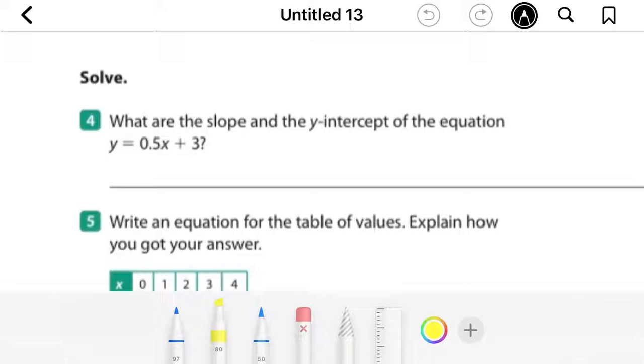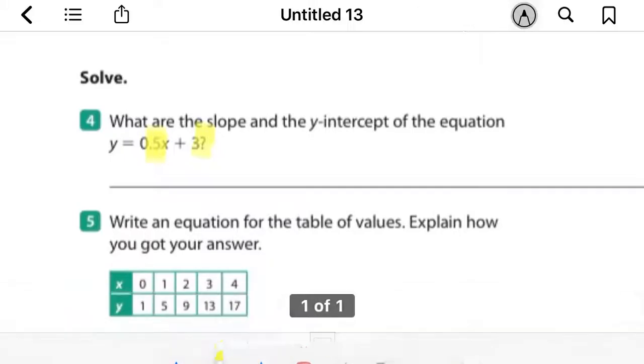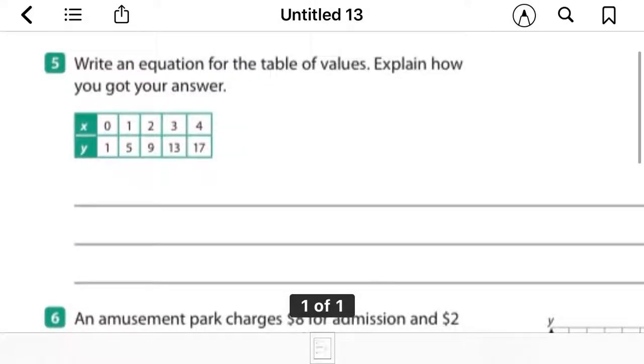We need to find out what the slope and the y-intercept are here. Well, the slope is the 0.5 right there, the 5/10, and the y-intercept is 3. So the slope of this problem, you're going to write this down. The slope is the 0.5, and the y-intercept is 3. All right, let's take a look at this next one, number 5.